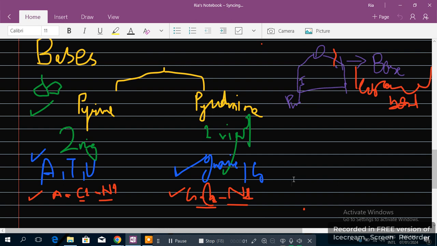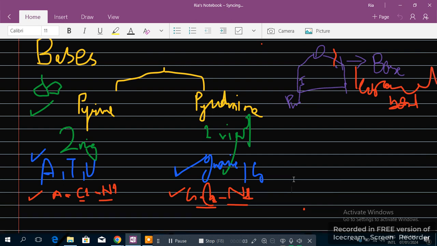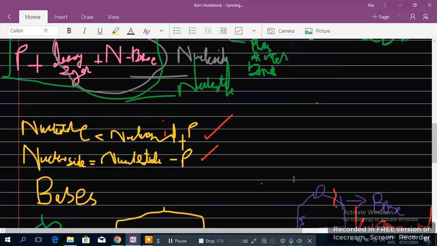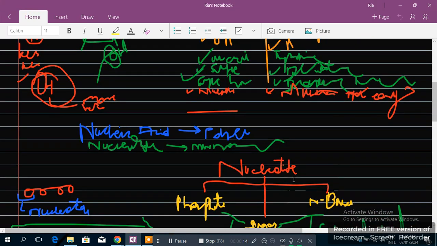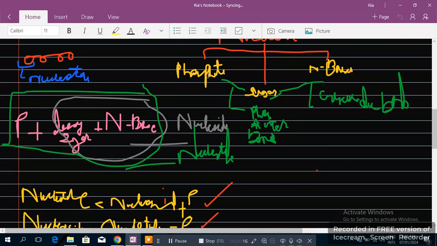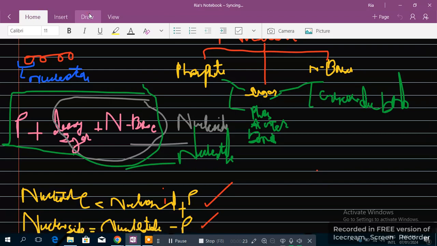So we were done till the bases intro. We were discussing nucleotide. Here you can see this was nucleotide. So nucleotide consists of three parts: phosphate, nitrogenous bases, and sugar.